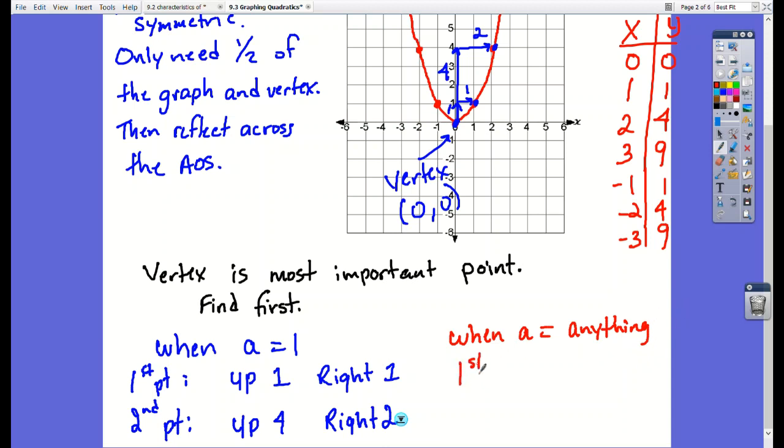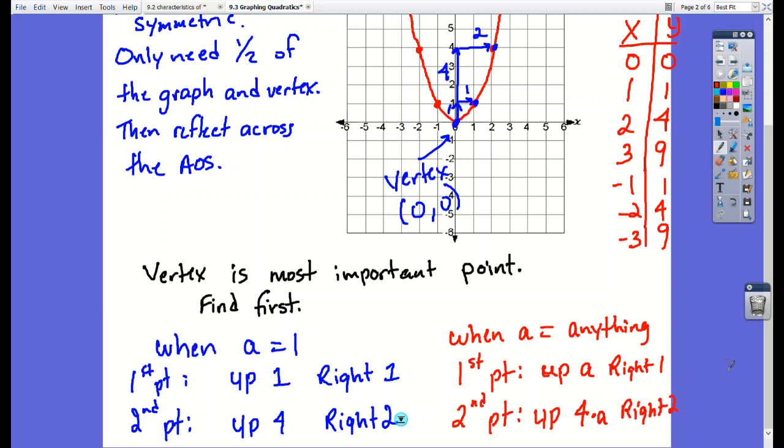the first point, and this is all only going to be affected by the y value, so we're going to go up A units, and if A is negative, then you just change the word up to down. And you're going to go right 1. That's really nice. The second point, we go up 4 times A, right 2.